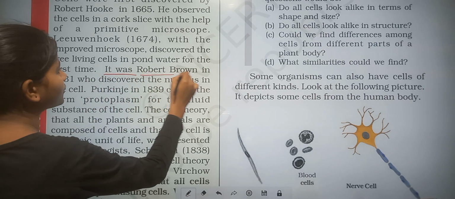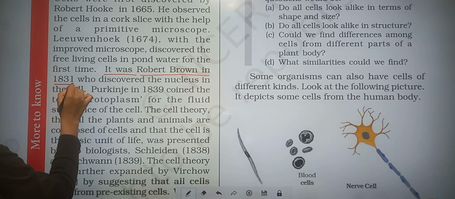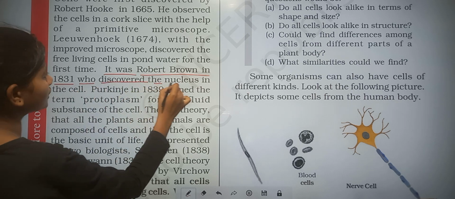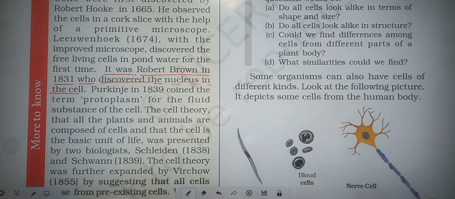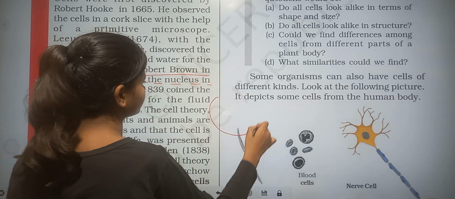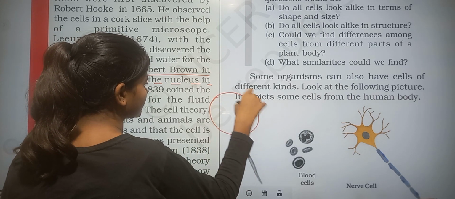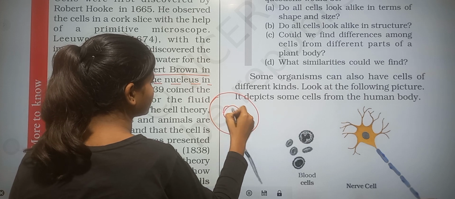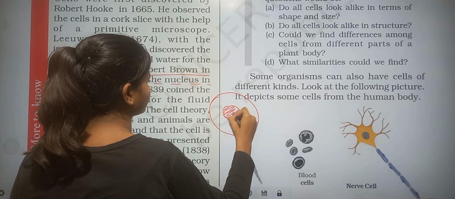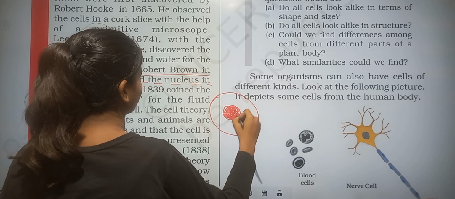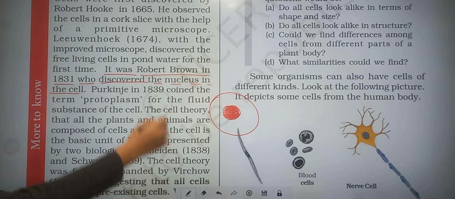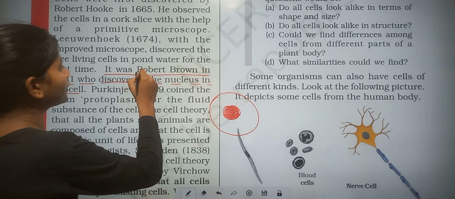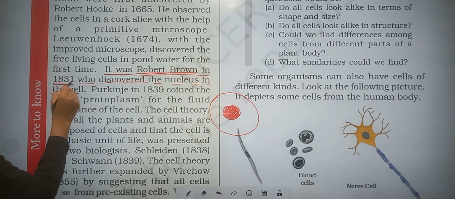It was Robert Brown in 1831 who discovered the nucleus in the cell. This one is the cell and here is the nucleus. The nucleus was first discovered by Robert Brown in 1831.